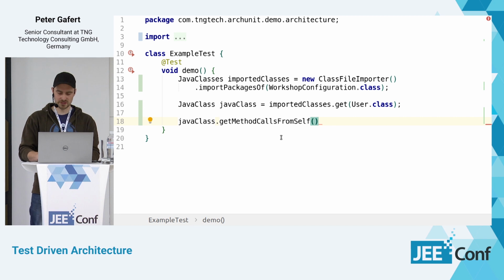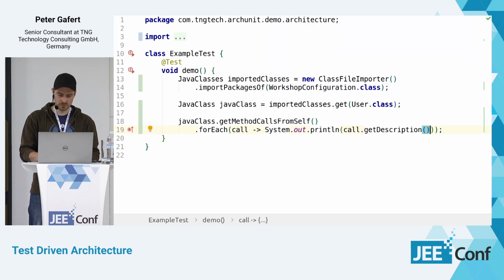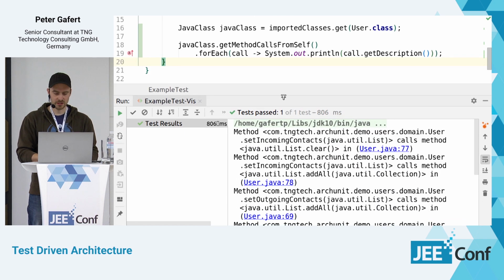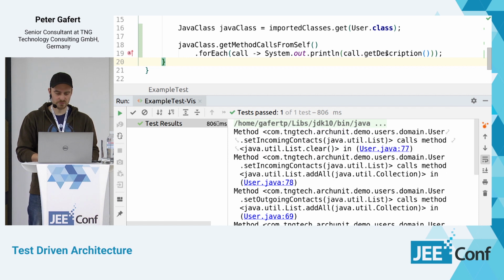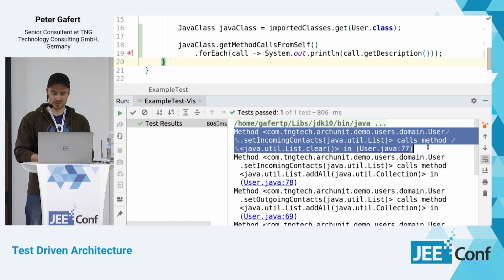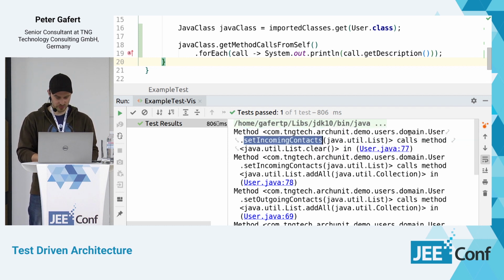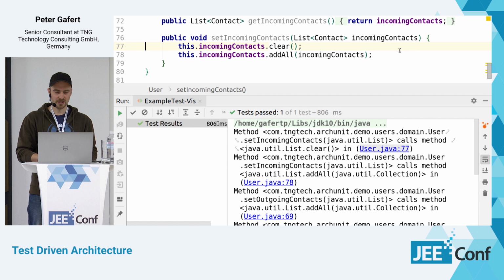So let's see what methods this class calls. For every method call we get, we write this out and see what happens. Okay, and we get a fair share of details down here. The description is a nicely readable description. It says the method User.setIncomingContacts, for example, calls the method java.util.List.clear. And it even gives me the line number, 77, and IntelliJ is even nice enough to make this a hyperlink, so I can click and I see, oh okay, this is the method setIncomingContacts, and in line 77, on a java.util.List, it calls the method clear, right?